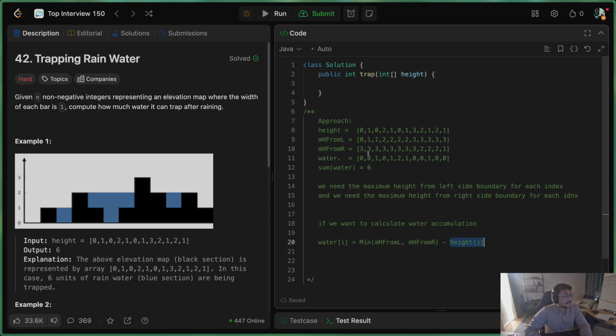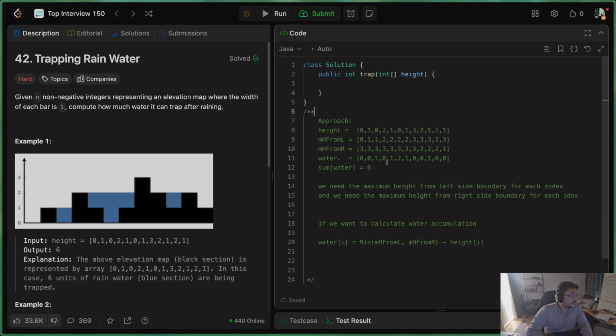The only catch is, if you fix iteration from one specific side, let's say you pick the left side and start to iterate, then you will have this value, you will have this value, but you won't have this value. Because of that, you won't be able to calculate the water accumulation at index I. So now let's take a look at this. Do we really care about having the max height from right at a particular index?